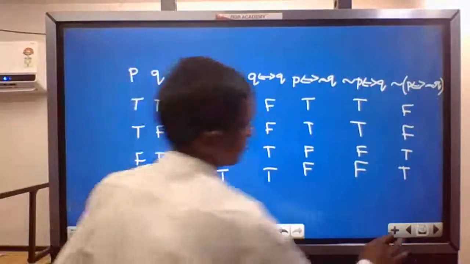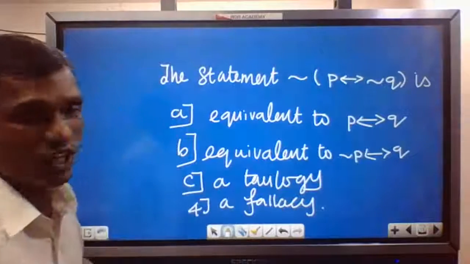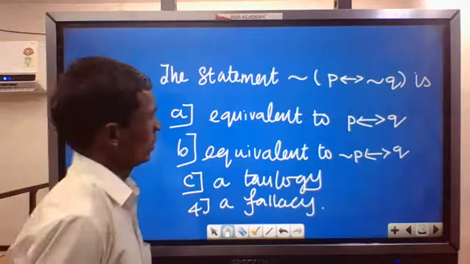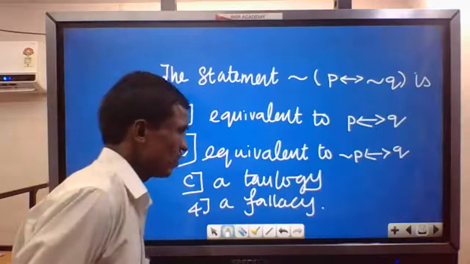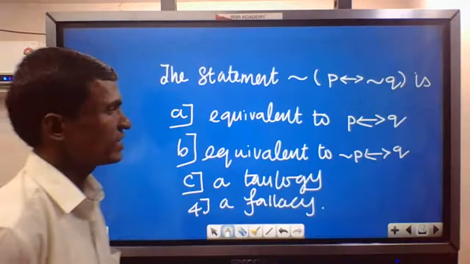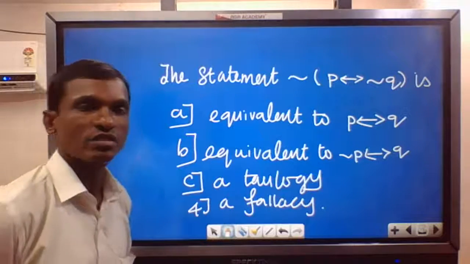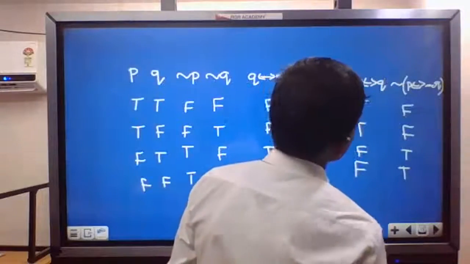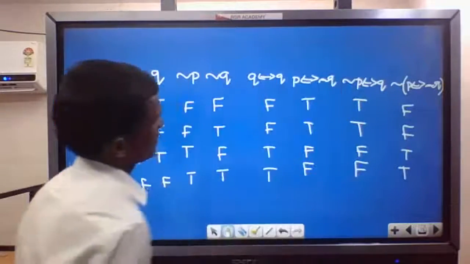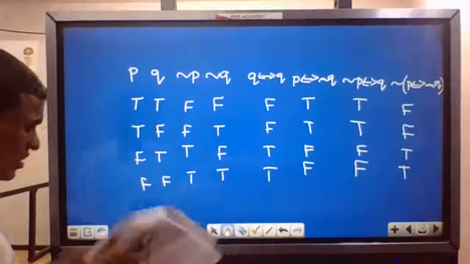Here, the statement is equivalent to. It's a tautology, fallacy, equivalent to negation of P. Here, the first one is correct.